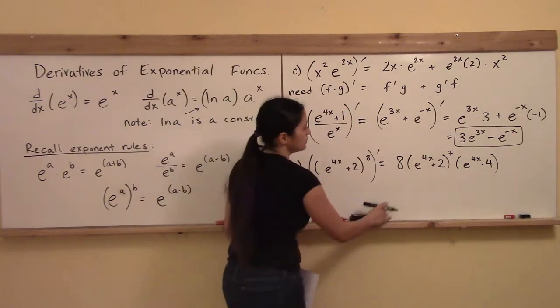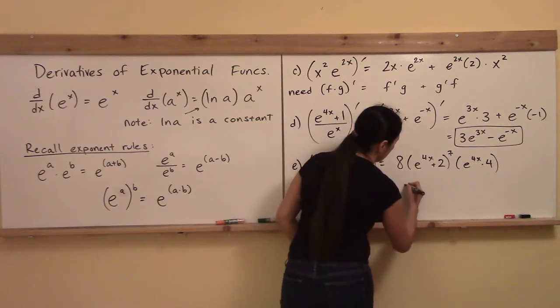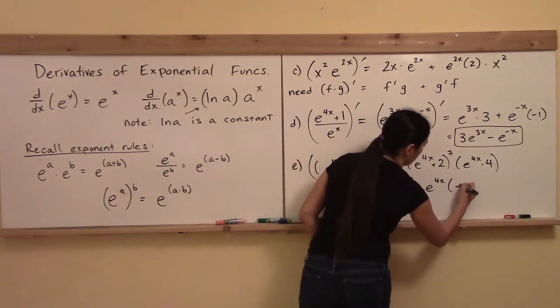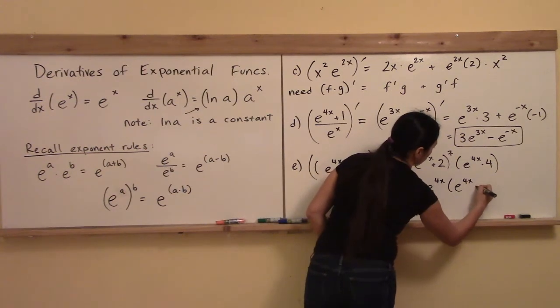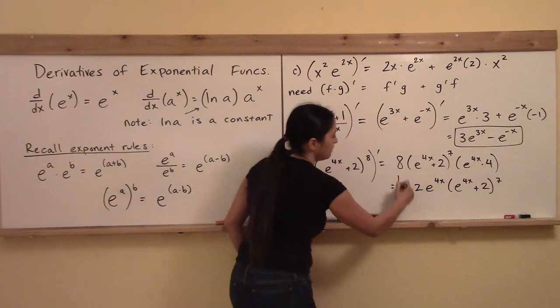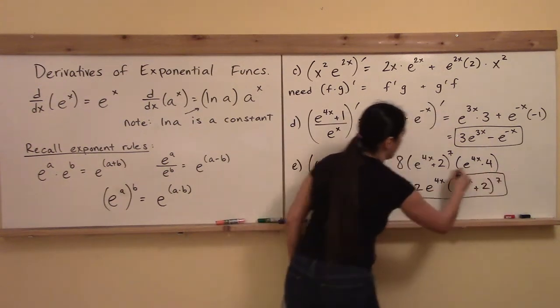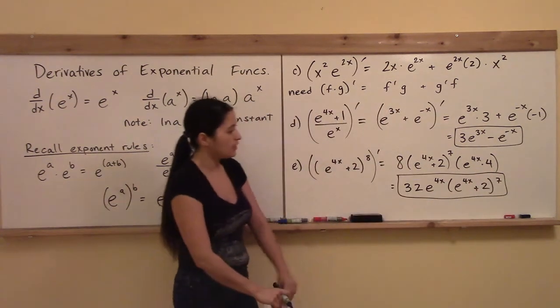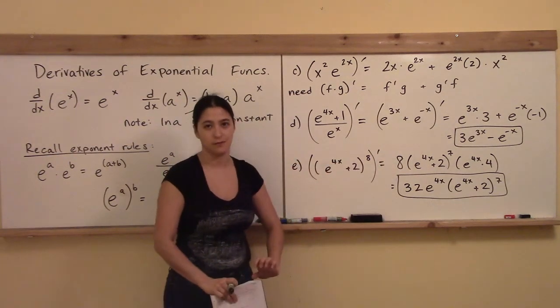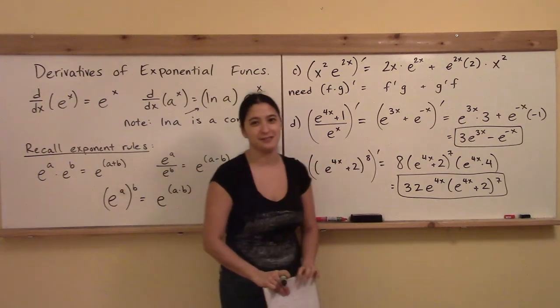Right? So then if we just combine the 8 with the 4 into 32, we get 32, and then I'll bring the e to the 4x to the front, and then we get the quantity e to the 4x plus 2 to the 7th. Okay, so I prefer to write it this way. That's just common practice for mathematics, but this is also a correct answer on this line too. Alright, so I hope you're enjoying these.